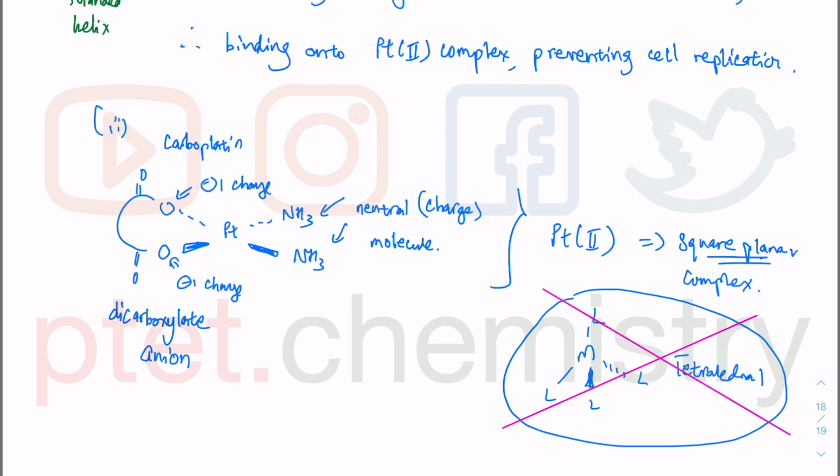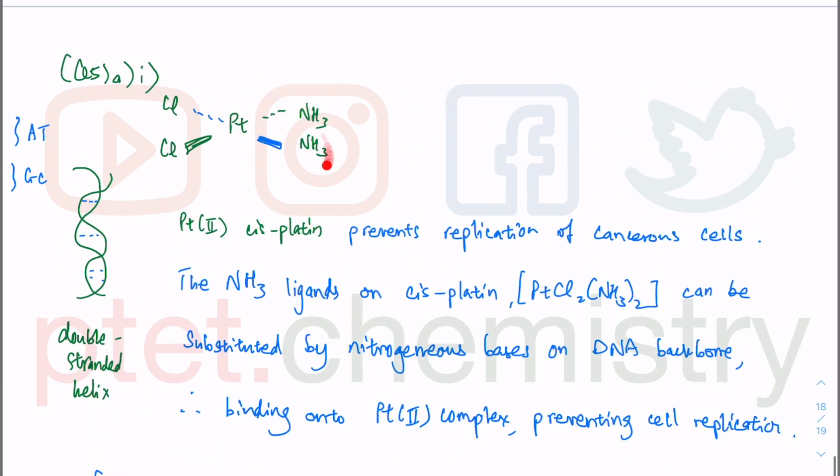So the next bit is: suggest why carboplatin does not show cis and trans isomerism. So this is a cis position because they are 90 degrees from each other. But why does it not show trans isomerism, when you could have a trans isomer of cisplatin where the NH3 are 180 degrees from each other?